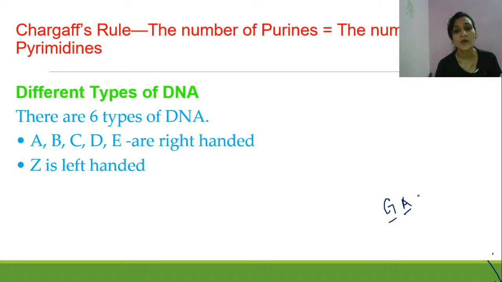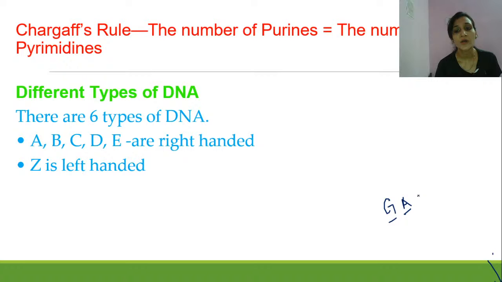Chargaff's rule says the amount of purine will be equal to the amount of pyrimidine, and it is but obvious because pyrimidine pairs with purine. A pairs with T by the help of hydrogen bonds. G is paired to C with the help of a triple bond, and A is bonded to T in the form of a double bond.